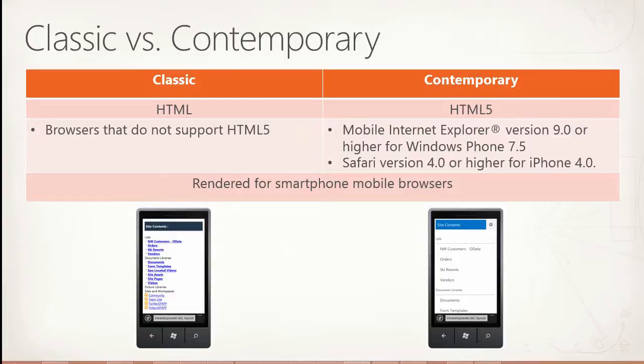Now, an interesting thing, and I think an important thing to note, is the second bullet point in the contemporary side of the table at the top of the slide. Safari version 4.0 or higher for iPhone 4 is supported here. So if you've got an iPhone, or if you've got an iPad, or if you're using an Android browser and you're accessing it with an HTML5 compatible browser from that particular phone operating system, you will be able to take advantage of contemporary view inside of SharePoint.